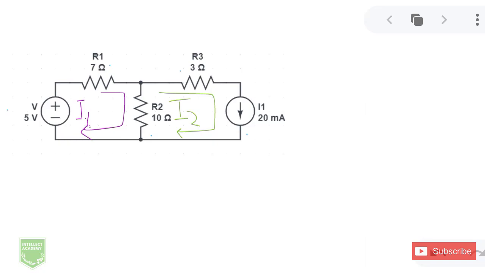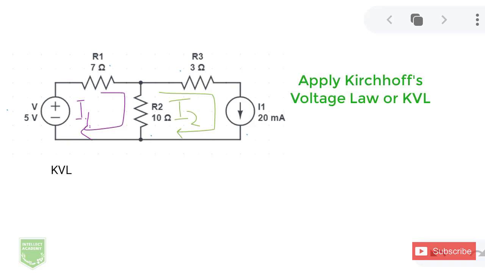So you've identified your meshes, and you've marked your mesh currents. The second step is simply to apply KVL, or Kirchhoff's voltage law, in each of these loops. If you don't know what Kirchhoff's voltage law is or how to apply it, you can find the link in the description below and learn how to apply it.